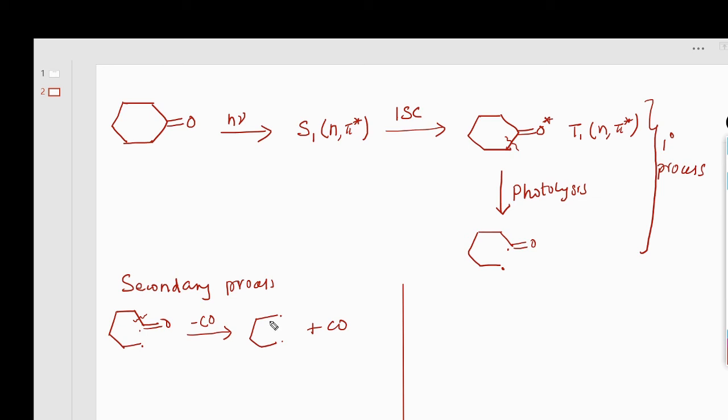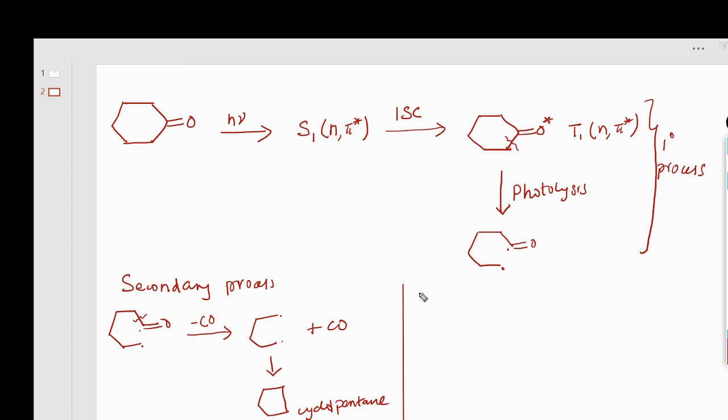This is a 1,4 diradical. You can see here 1, 2, 3, 4, 5. Sorry, this is a 1,5 diradical. Generally, 1,5 diradicals will undergo cyclization. So what happens to this is cyclization. When it undergoes cyclization, you get cyclopentane. So this is cyclopentane.